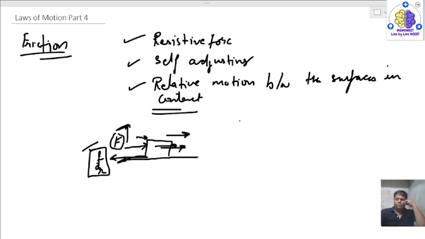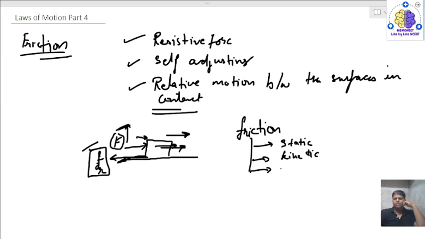So the frictional force can be basically divided into three types. One is static, another is kinetic, and the third is rolling.